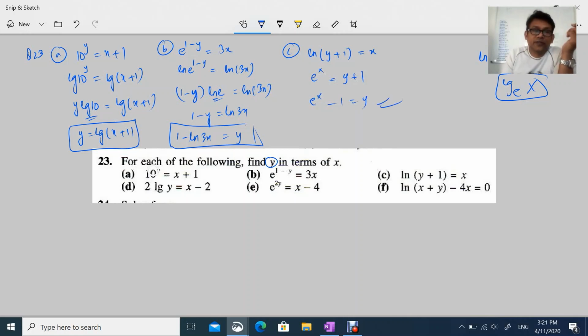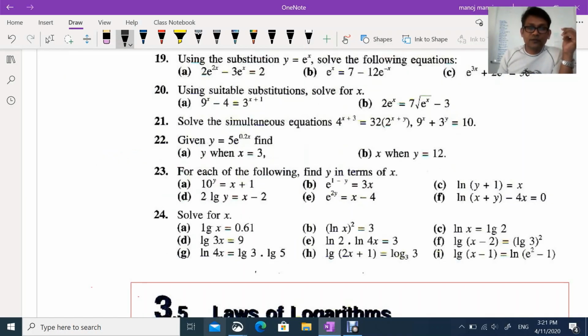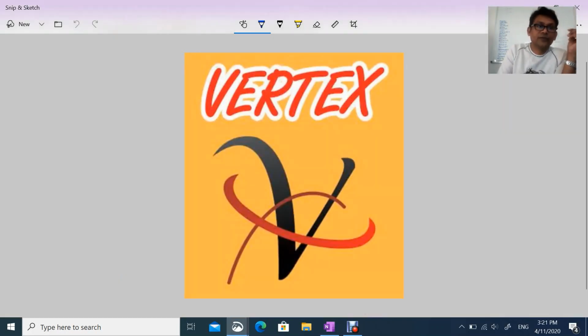And done. So now please try, and if you have some problem you can comment, I can solve it for you and give the answer in the comment. Okay, moving to question number 24.